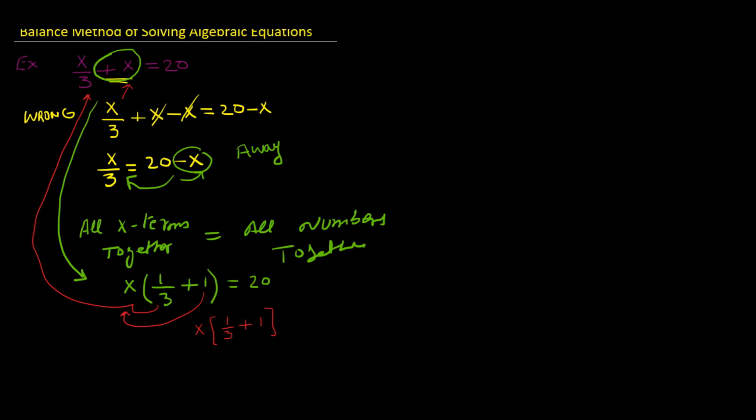And if you don't know how to solve this fraction, then you watch that video, addition of fractions. And I will just solve this here. So x, I will take the denominator 3. So 1 plus 3 equals 20. x multiplied by 4 divided by 3 equals 20. And now we have one term on the left hand side which has x and one number on the right hand side.